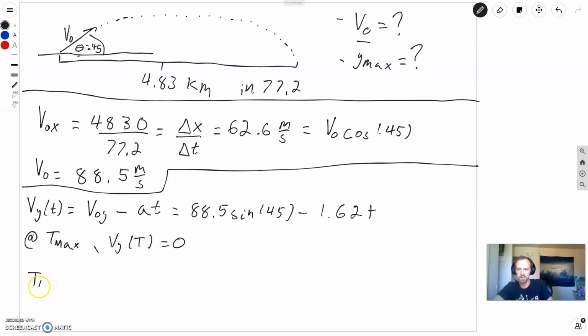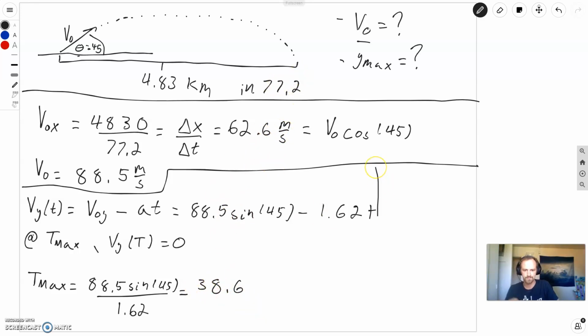So I can solve t max. Setting this equal to 0 and solving, t max equals 88.5 sine of 45, all divided by 1.62. And this equals this answer divided by 1.62 times the sine of 45, which equals 38.6. And you'll notice that it's half of our total flight time. That's what we expect.